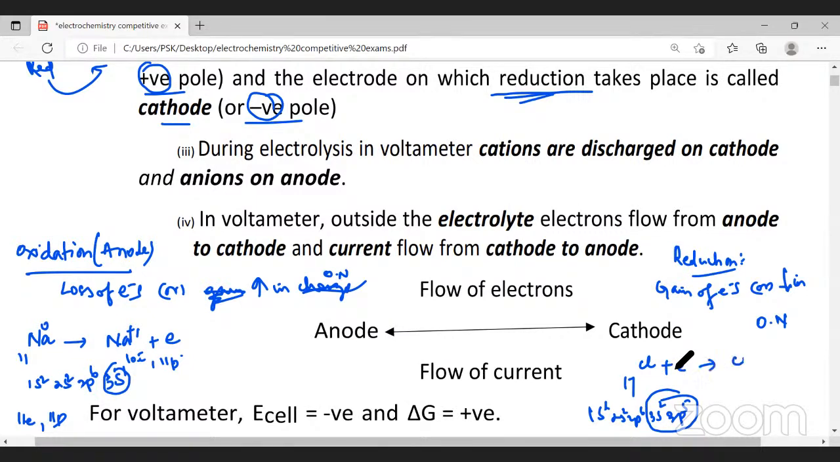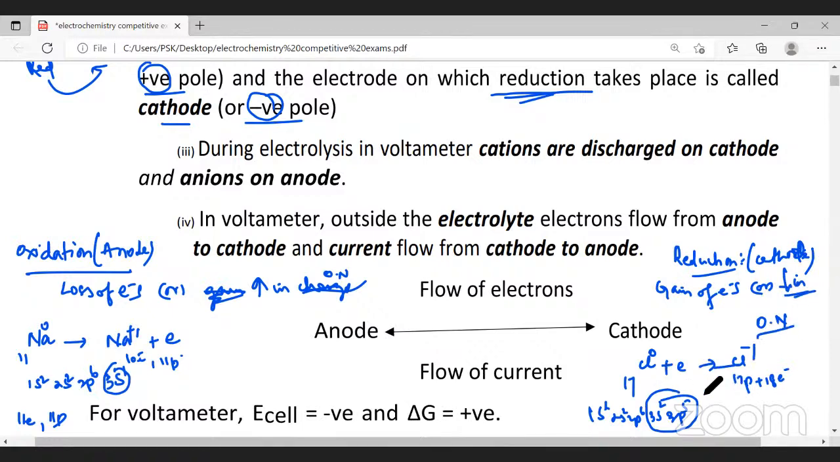It will have 17 protons and 18 electrons. Since 1 electron is more, chlorine will gain a negative charge. Here the chlorine charge is 0. Here the chlorine has minus 1 charge. Whenever there is a decrease in charge, it is called reduction. Reduction happens at the cathode. Remember, reduction happens at the cathode. Gain of electron is called reduction, or decrease in oxidation number is called reduction.